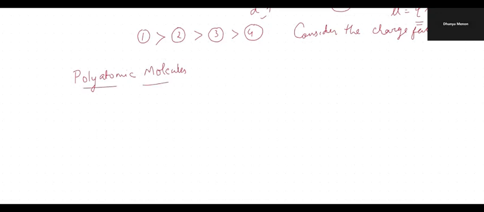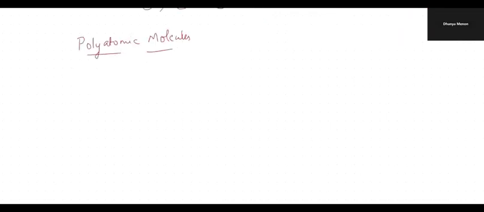Okay, in polyatomic, the first one we will take is AB2. 3 atoms. Till now we were dealing with 2 atoms. Now we will start 3, 4, 5 like that. So AB2. So that means BeCl2, carbon dioxide, 3 atoms making a molecule, C2H2.